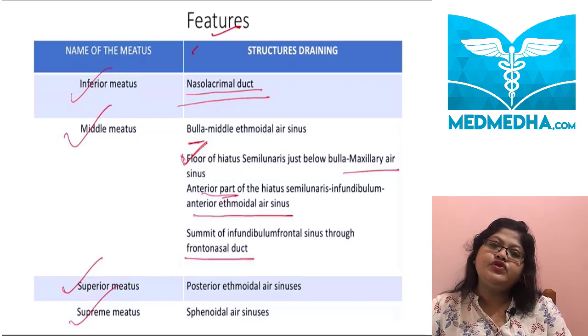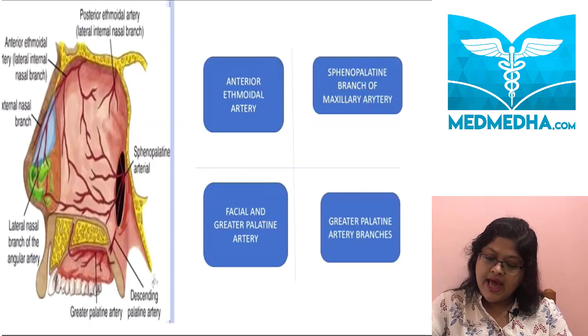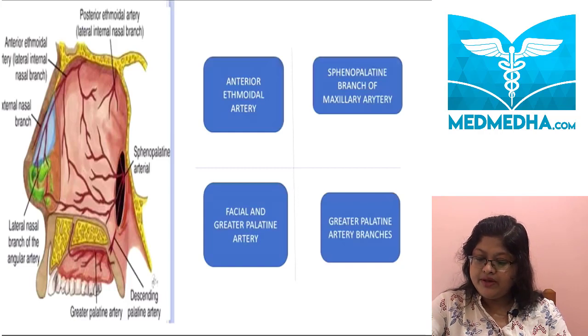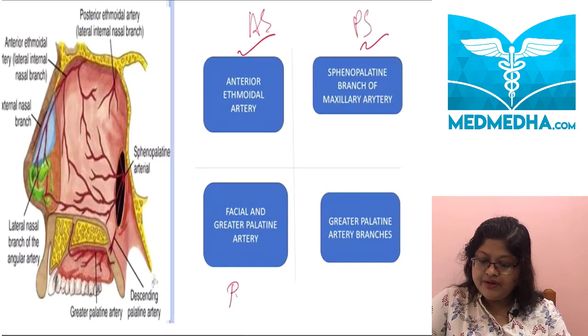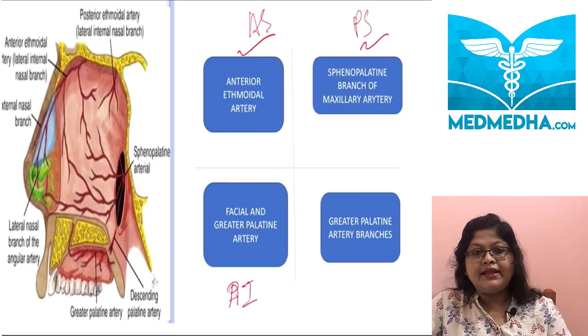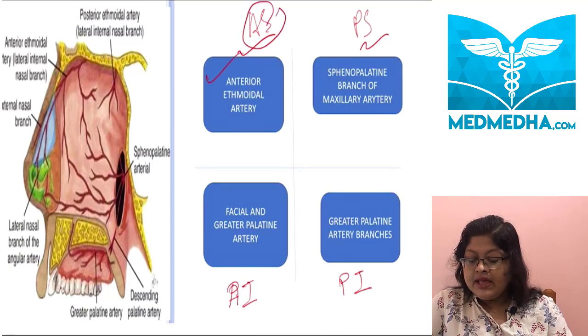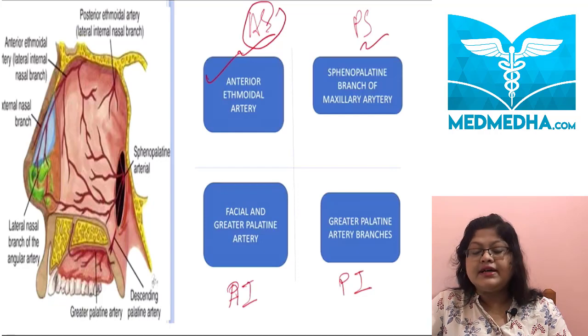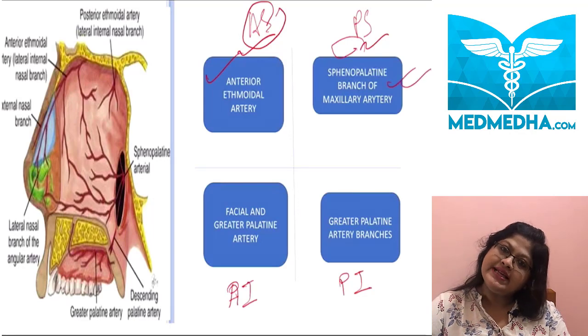So now we again come to the blood supply of the lateral wall of the nasal cavity, and here we divide it into 4 quadrants: anterosuperior, posterosuperior, anteroinferior and posteroinferior. The anterosuperior is supplied by the anterior ethmoidal artery, branch of ophthalmic artery, branch of internal carotid. The posterosuperior is by the sphenopalatine artery, branch of maxillary artery, which is a terminal branch of the external carotid artery.